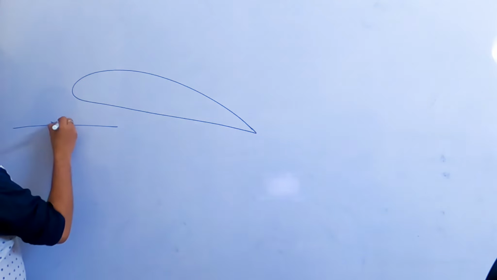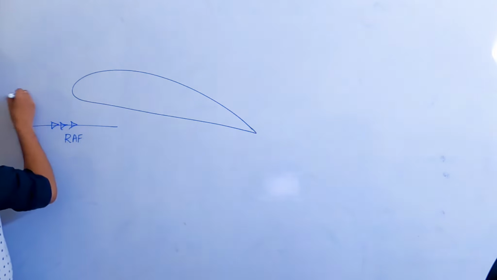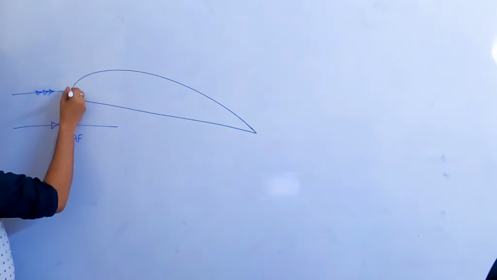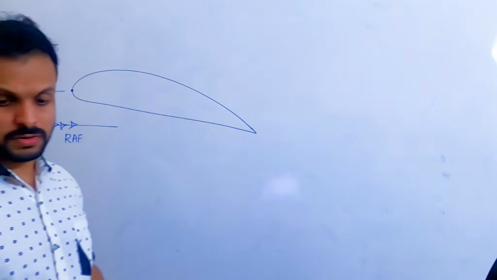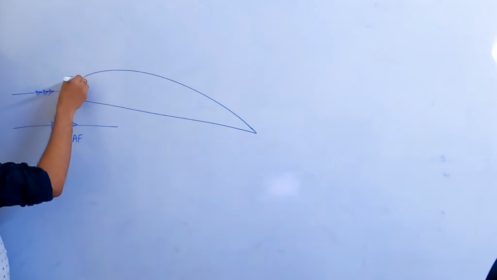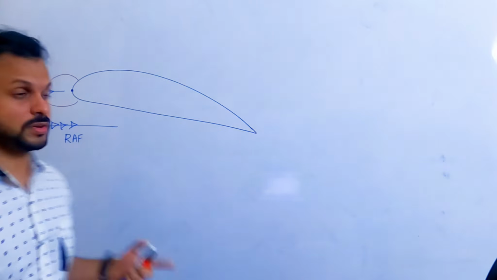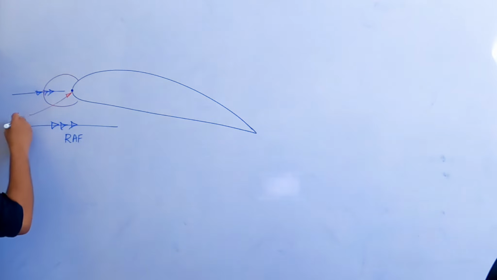So relative airflow, RAF. This is a relative airflow. It's hitting the aerofoil here at this point. What can you say about this point? What is the pressure at this point? The static pressure is going to be high. Dynamic is going to be low because the velocity is reducing. So what is this point called? Stagnation point. Yes.